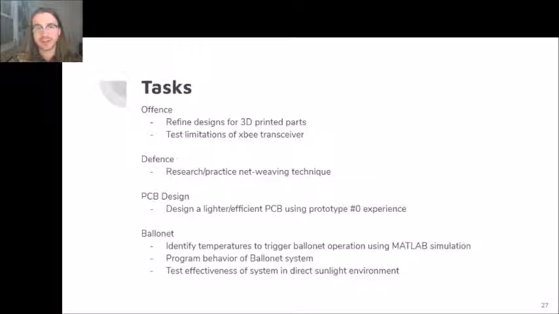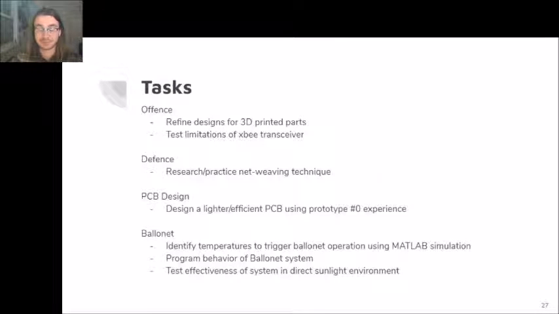So with all that information, what are we going to do? Here we have our tasks laid out. For offense, we'll be finishing up our 3D printing part designs. I'll be testing the limitations of our transceivers, the XPs. Funny enough, we're going to be looking at how to do a basic net weave for our defensive blimp. That should be fun. I was in Boy Scouts, I know some knots, so maybe I'll try my hand at making our own little plastic net. Just the right size, super light.